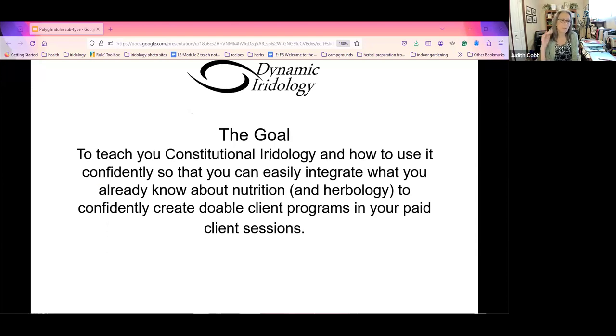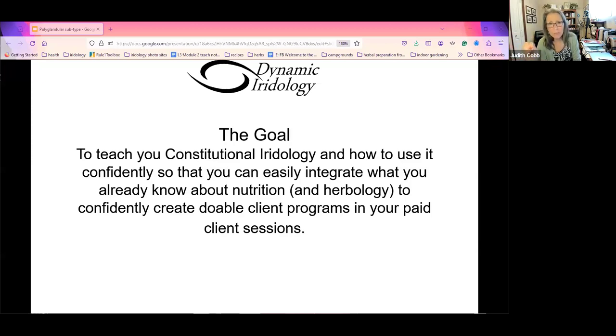The goal of the course is to teach you constitutional iridology and how to use it confidently so you can easily integrate what you already know about nutrition or herbology or physical therapy, like we saw from Elaine Hedden, so that you can confidently create doable client programs in your paid client sessions.